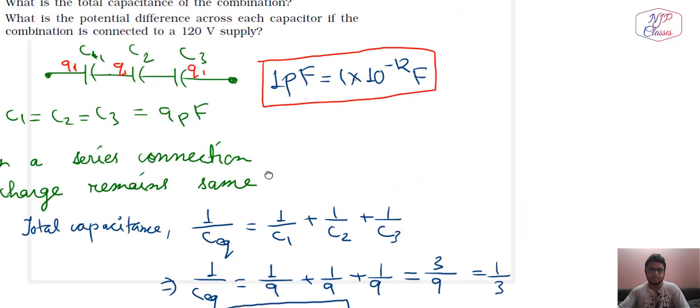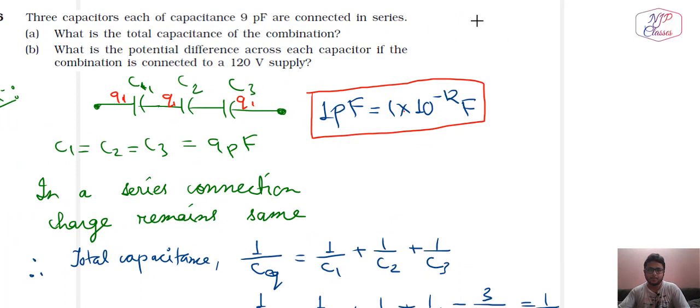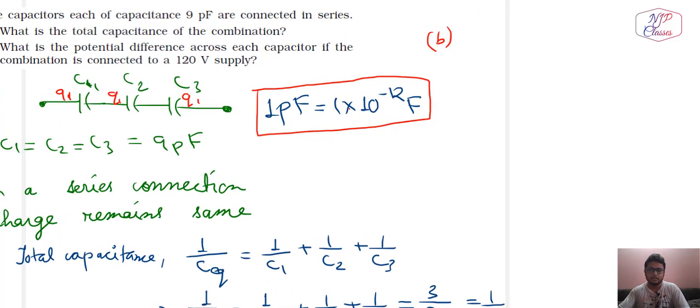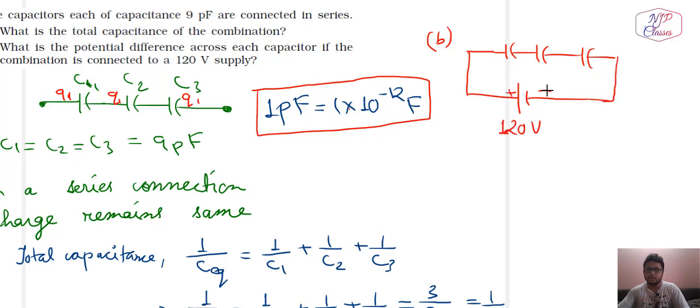I hope you have understood this first part. Now let us discuss the second part, part B. What is the potential difference across each capacitor if the combination is connected to a 120 volt supply? That means across the three capacitors we connect a battery or supply of 120 volts, positive and negative, with capacitors C1, C2 and C3.